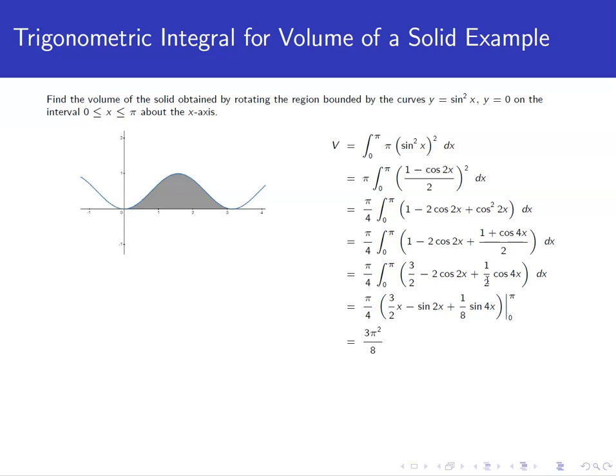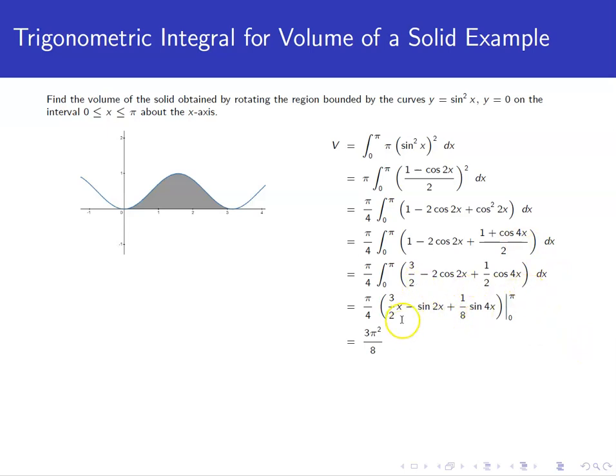We can replace cosine squared of 2x now with 1 plus cosine 4x all over 2. Do a little housekeeping with that fraction, split it up. We get 1 plus a half, that's where the 3/2 comes from, minus 2 cosine 2x, and then we've got a 1/2 cosine 4x. Now we can do each of these antiderivatives pretty straightforwardly.